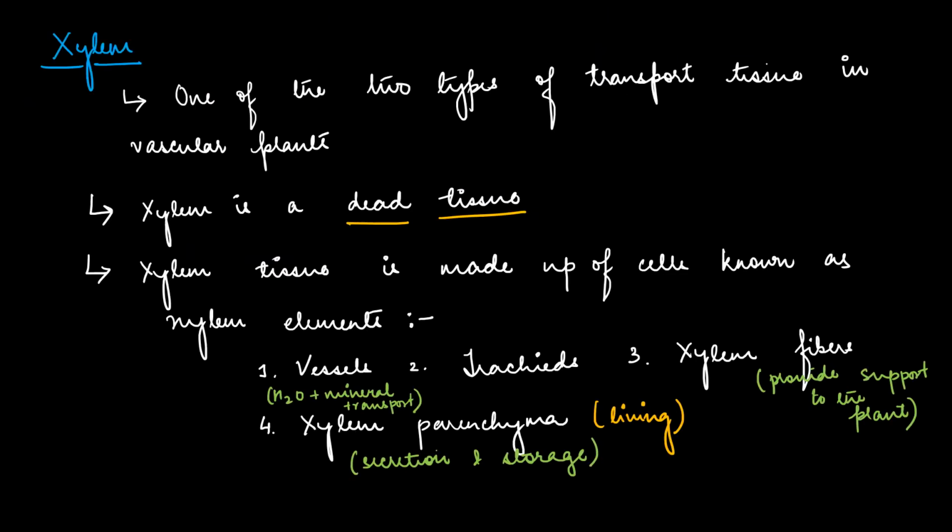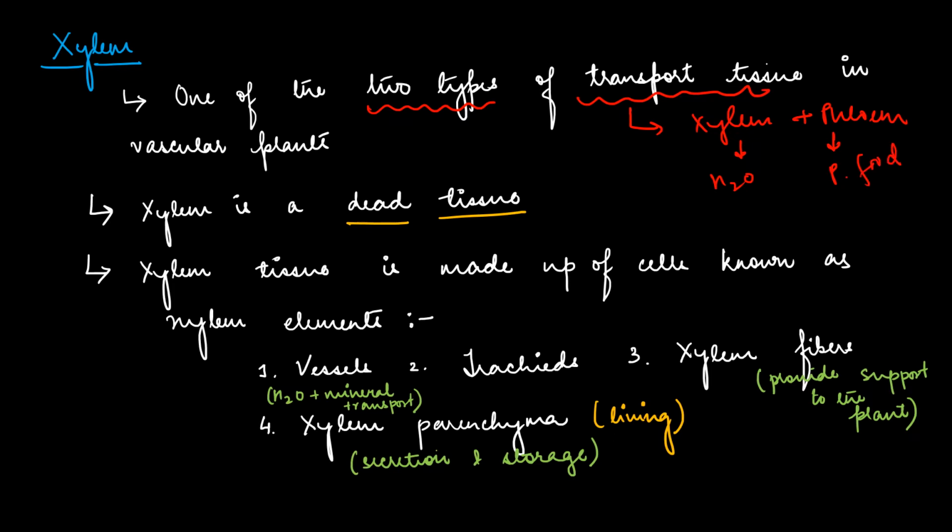Next, what is xylem now? I told you that the water is absorbed by the root hairs from the soil, and then once it is in the root, it is transported to other parts of the plant through xylem. Now, what is xylem? Xylem is one of the two types of transport tissue. What are the two types of transport tissue? That is xylem and phloem. So what does xylem do? It carries water and it carries photosynthetically prepared food from leaves to different parts of the plant, right?